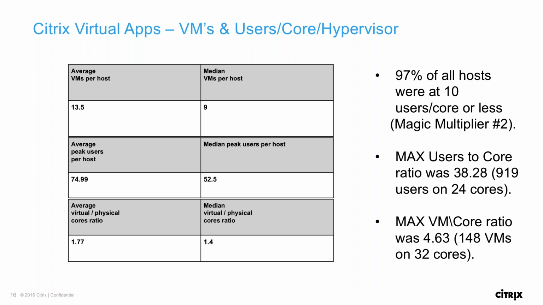And then the max VM to core ratio. As you recall, the average was 1.77. The max that we found is 4.63. And Nick recommends in his article that you keep that around 2 to 1. So the average was right in line with Nick's recommendations, though there are some customers that are getting much higher, as you can see here.